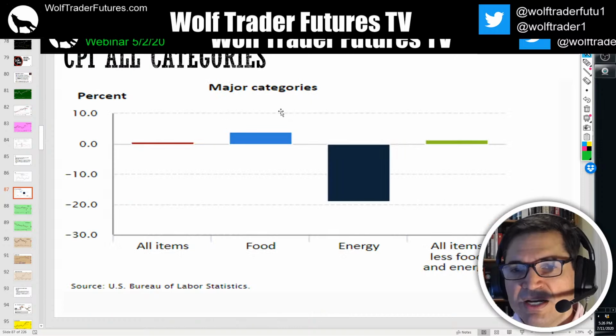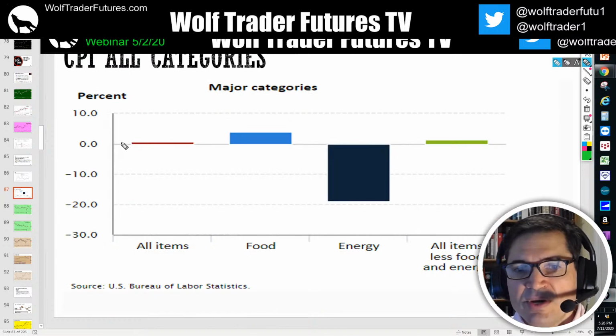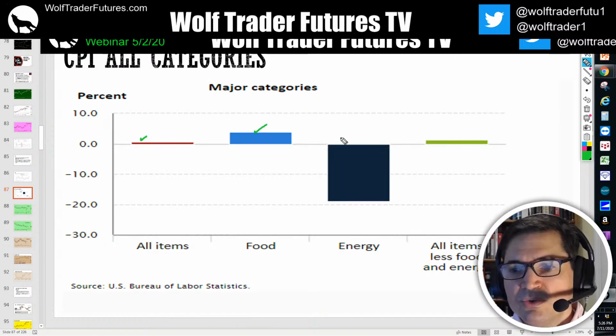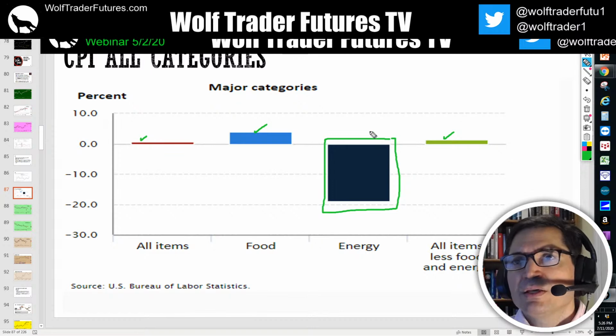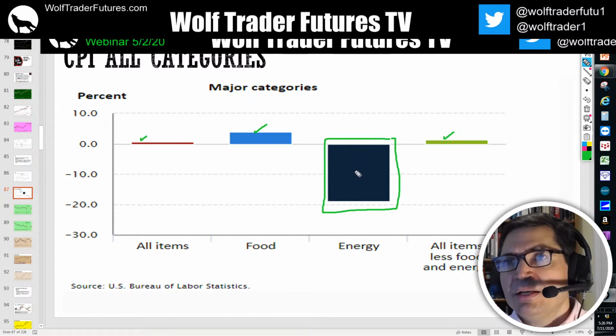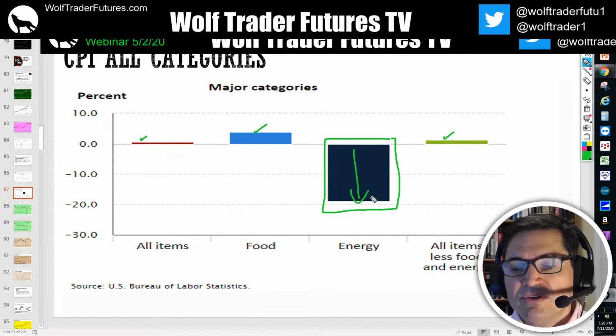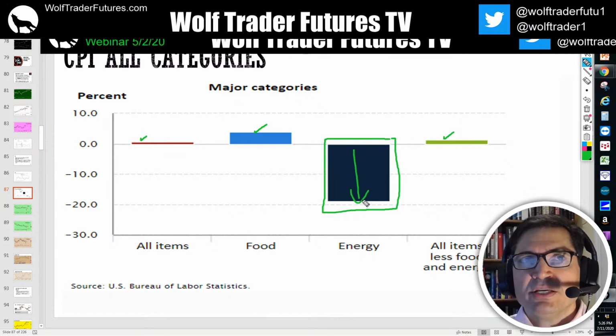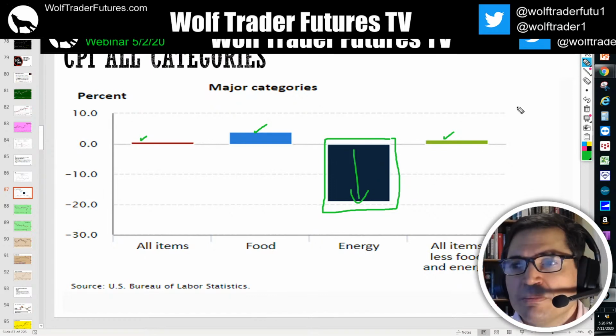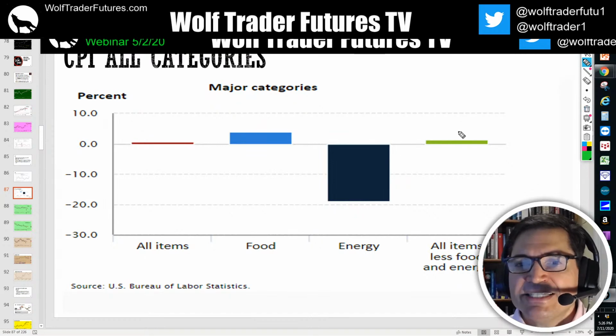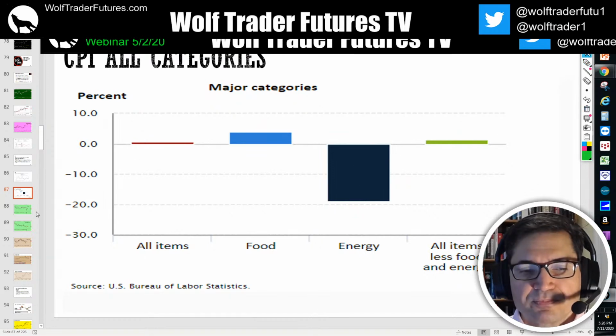Here's the CPI for all categories. These are all items, food, and all items less food and energy. Then take a look at this big negative here. This is energy. You see this right here? This has been a masking variable in terms of inflation, because energy has been such a big drag on the inflationary index, the way they measure it, is they throw the energy in there, and energy's been in a big problem. Energy is definitely the weakest of these markets.